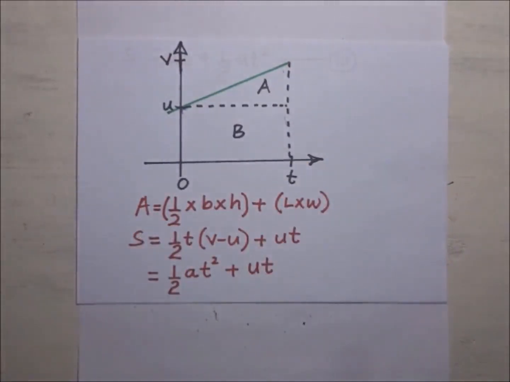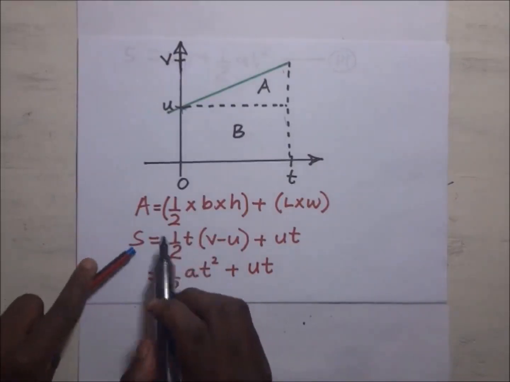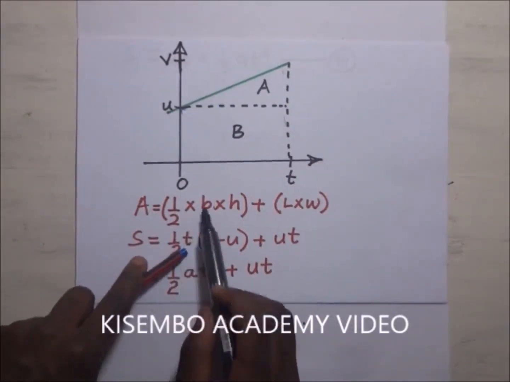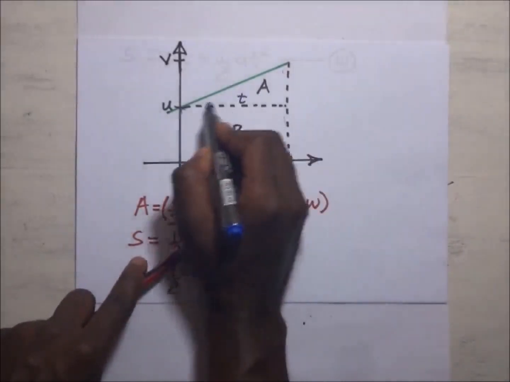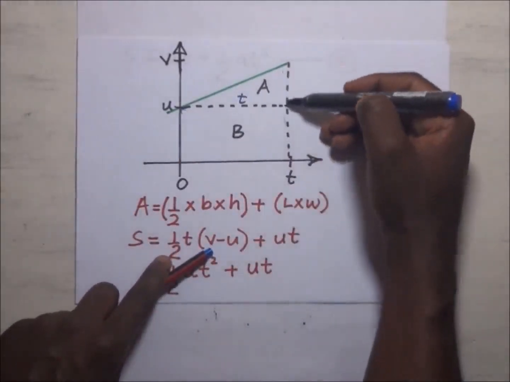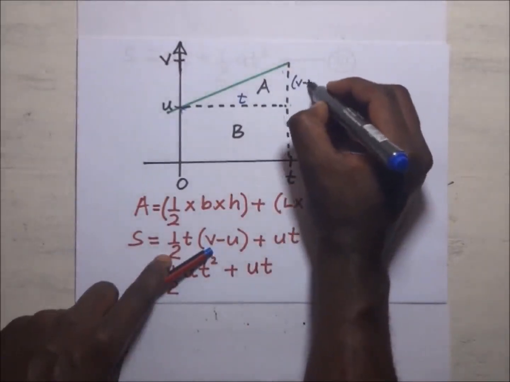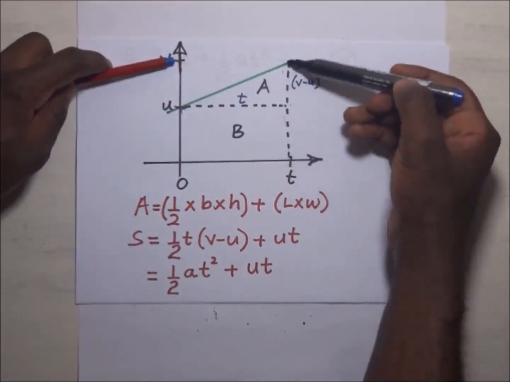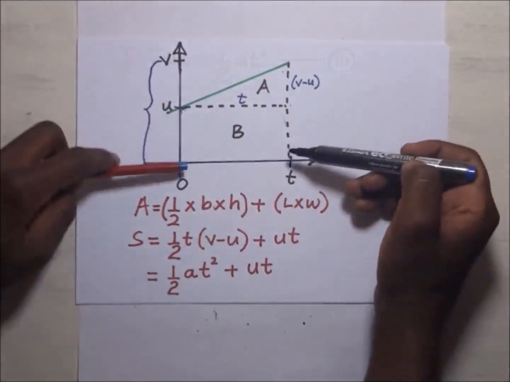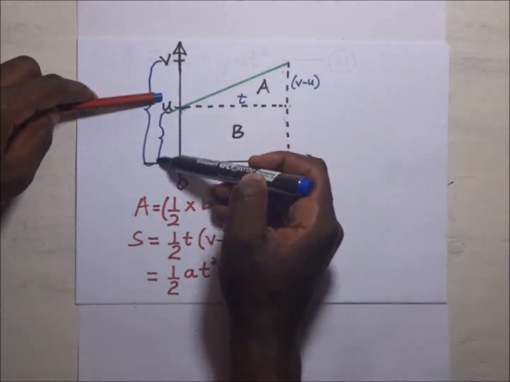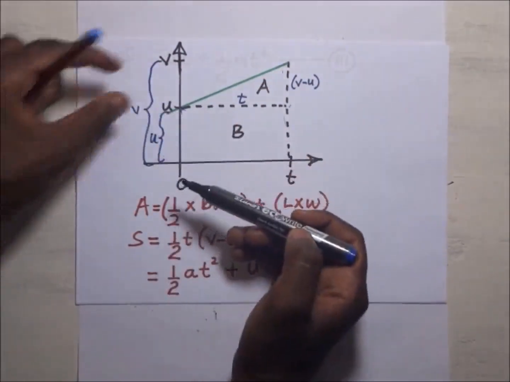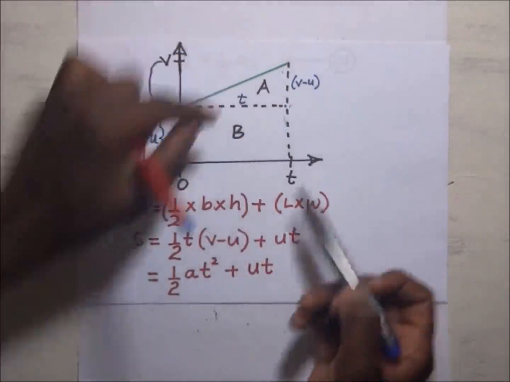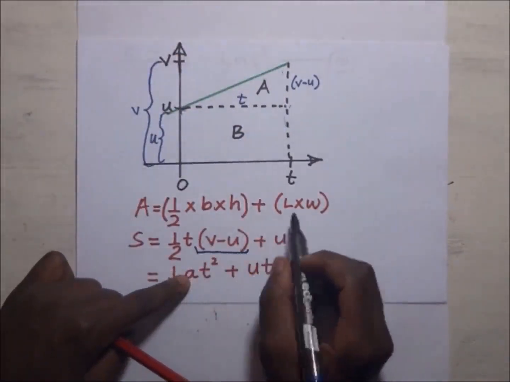And of course, in this case, because our area under this graph is the distance, the distance s is going to be a half times base. Now the base here is t, because the time is t, times height. Now the height here is v minus u. Where is the v minus u coming from? Of course, the distance from here to here is v. The distance from here to here is u. This is v, this is u. So to get this remaining distance, it's going to be v minus u. That's how we come up with that v minus u.